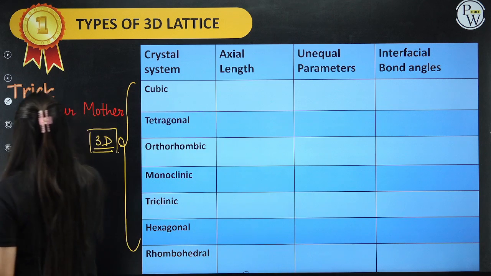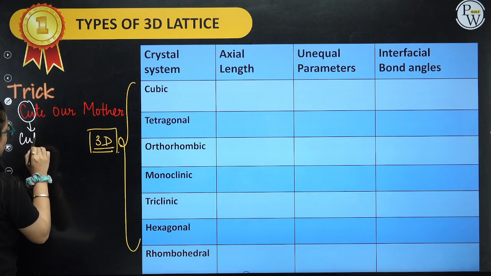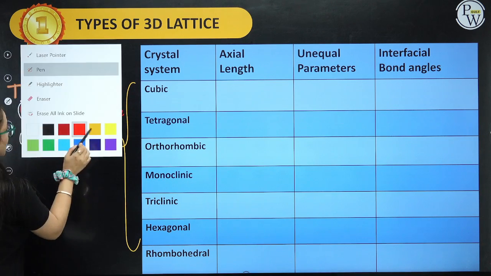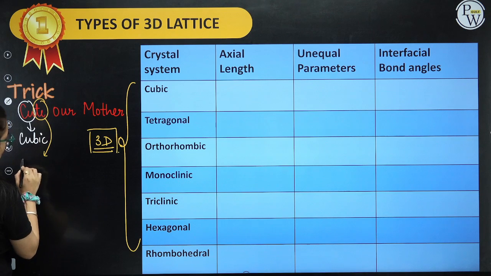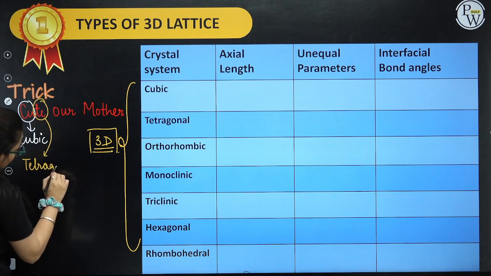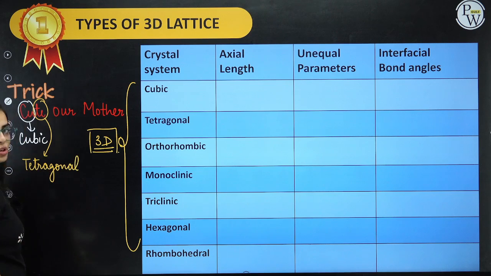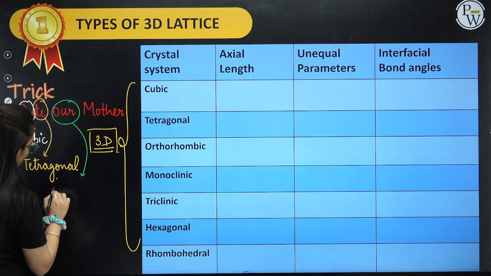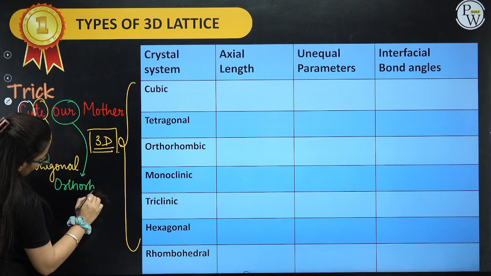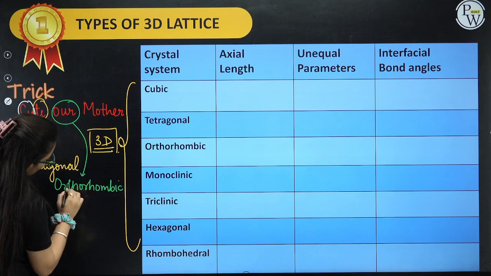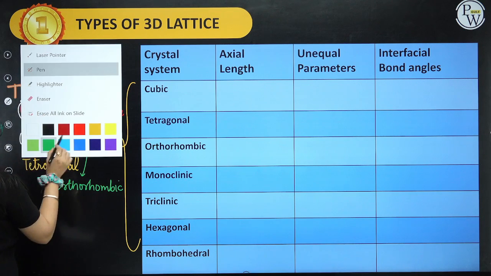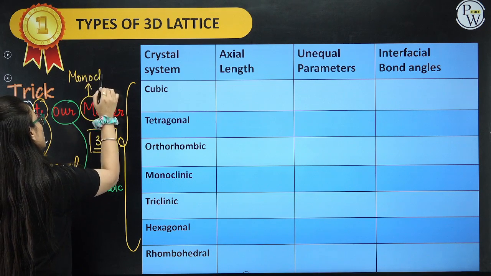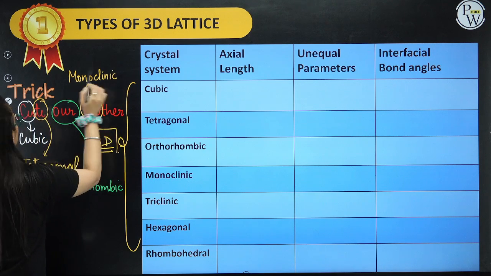CU stands for cubic. Now, what is the next one? TE. TE stands for tetragonal. Clear? Then comes R. R stands for orthorhombic. Clear? Then comes MO. MO stands for monoclinic. Yes, guys.